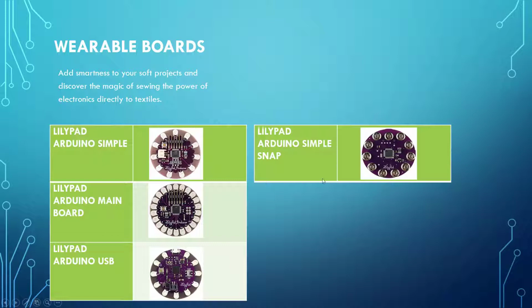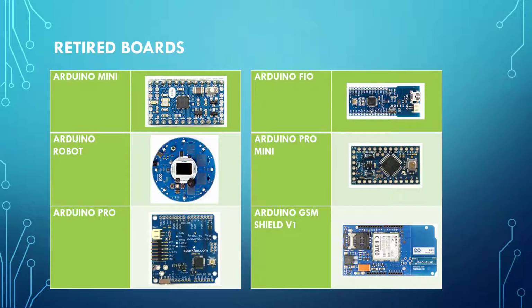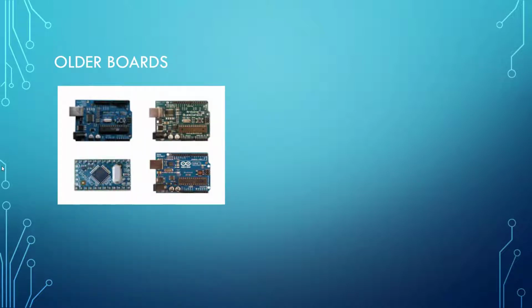So we have another category of boards. These boards are called retired boards according to the Arduino website. These boards are not supported by the Arduino website, but you can still use them. I have some of them and I'm still able to use them. I can program them, but you might not be able to. So these are retired boards, like Arduino Mini, Arduino Robot, Arduino Pro, Arduino Pro Mini. I have an Arduino Pro Mini and it works for me. Arduino GSM Shield V1, Arduino Ethernet Shield, Arduino Wi-Fi Shield. These are all types of them. These are the older boards made in 2005 but not used. They are expired or retired.